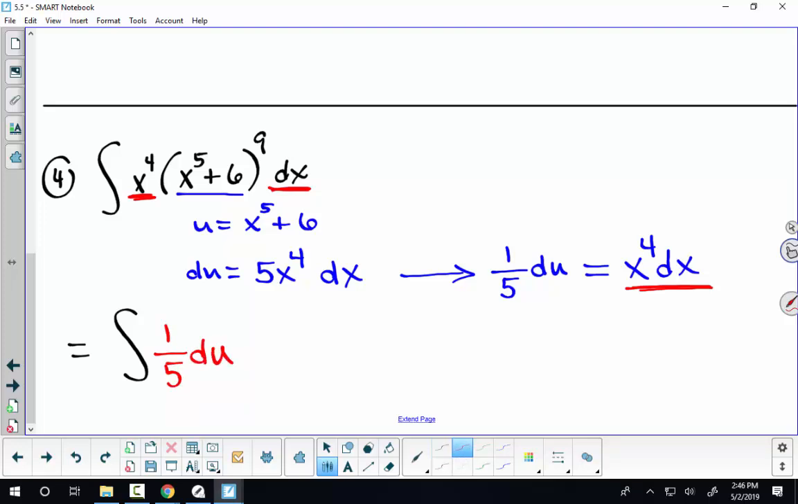Since all of this is multiplied, the order doesn't matter how we put them together. So there's our x to the fourth and our dx, and then we had our (x to the fifth plus 6) to the ninth. That's just going to turn into u to the ninth. So I know that's out of order, but it doesn't matter. Is everybody okay with that? Any questions?